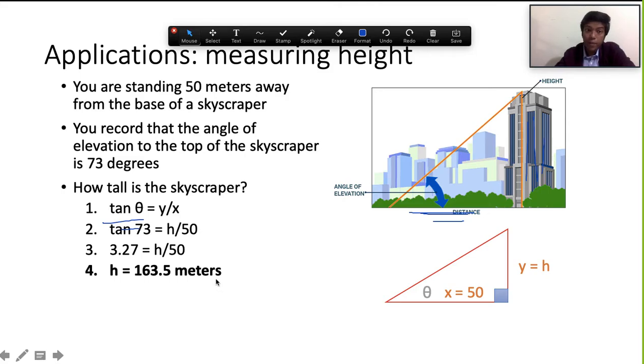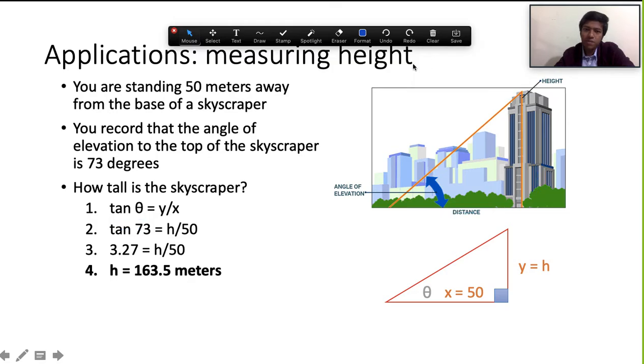So you see, by using this formula, if you know this angle and the base, without climbing that building, you can find out the height of the building. So that's the use of this formula.